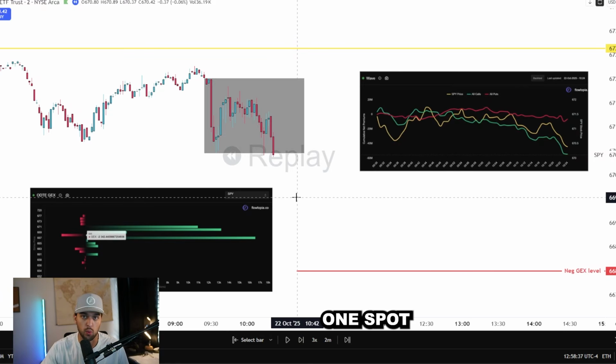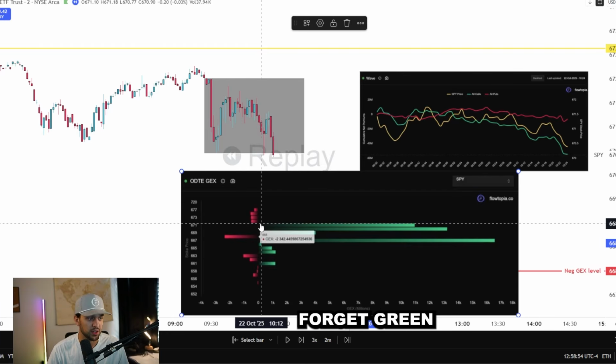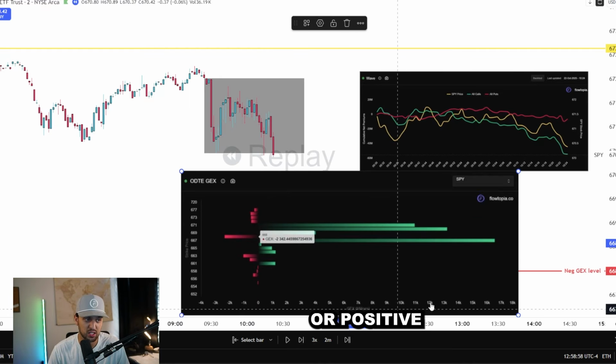I'm gonna make it bigger so y'all can really see. And we have a negative level of 668. We're trading at 670 right now. And how negative levels work is they act as magnets. Forget green and red. Green means support and resistance. So positive just means support and resistance, right? Red means price targets and magnets. So once we see that 668 is a price target slash magnet, this is going to be my target.